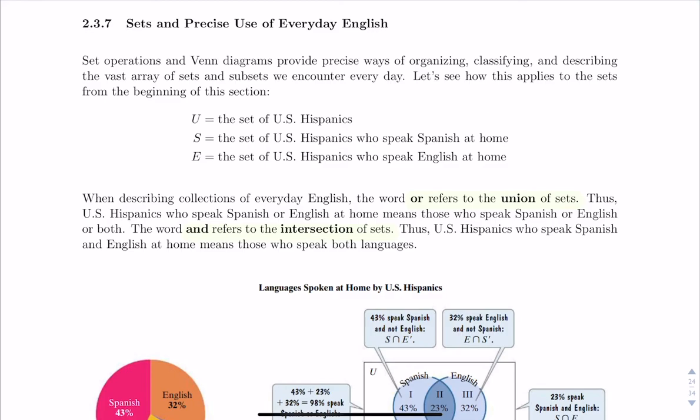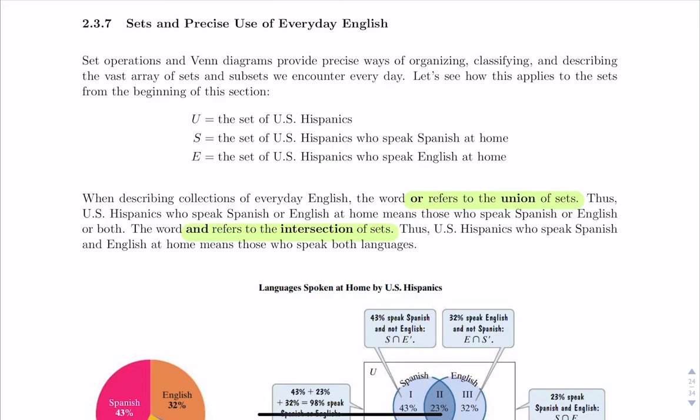So when describing collections in everyday English, the word or refers to the union of sets. So the U.S. Hispanics who speak English or Spanish at home mean those who speak English or Spanish or both. And the word and refers to intersections of sets. So that would be the people who speak English and Spanish at home.